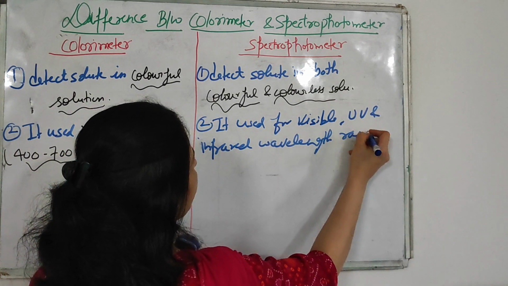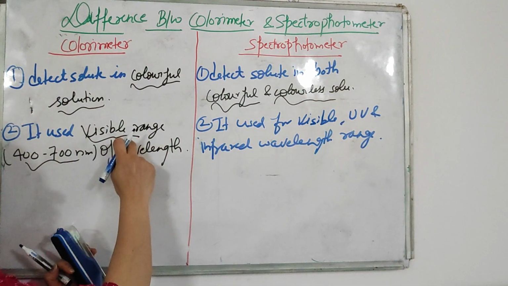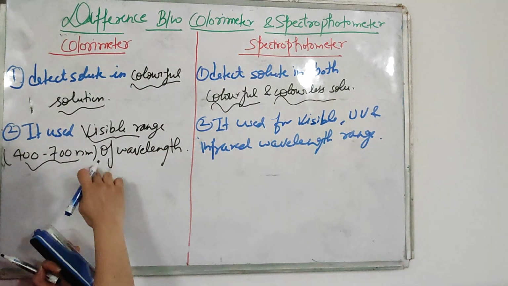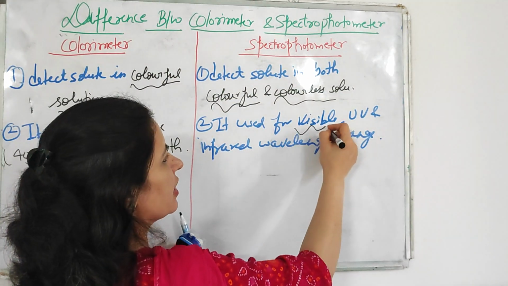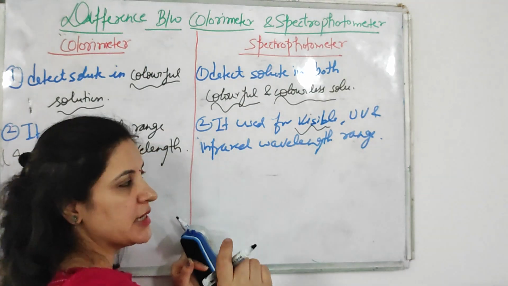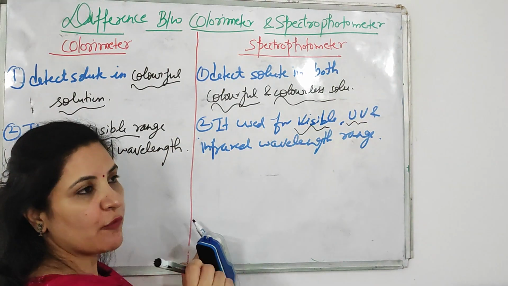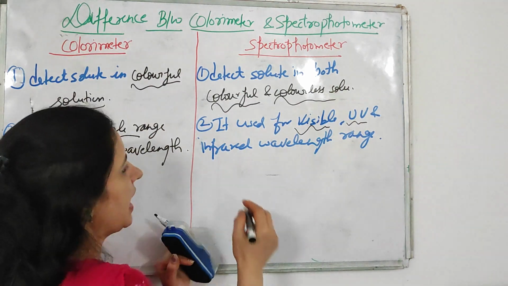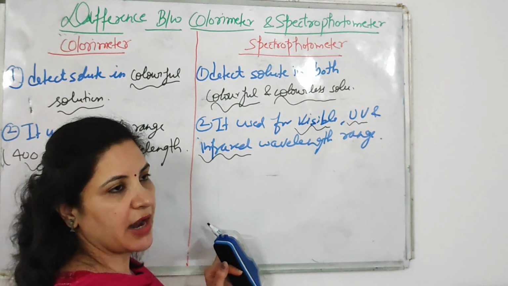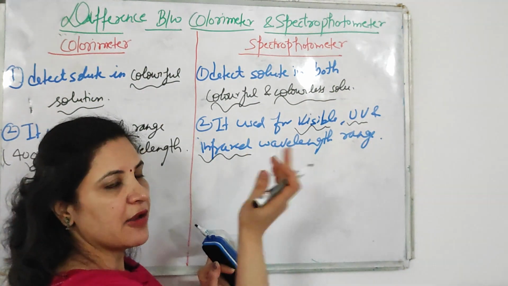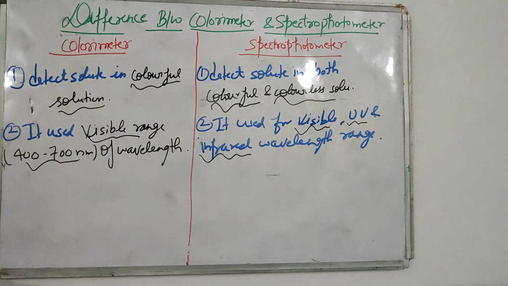So what is the second difference? The wavelength range in colorimeter is the visible range, that is 400 to 700 nanometer only. While in spectrophotometer you will use the visible range, that is 400 to 700 nanometer, you will use the UV range wavelength, which is 180 to 400 nanometer, and infrared, which is 700 to 1500 nanometer. We have already studied this when we covered the spectrophotometer. Alright, now what is the third difference?